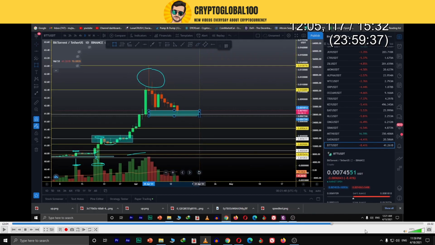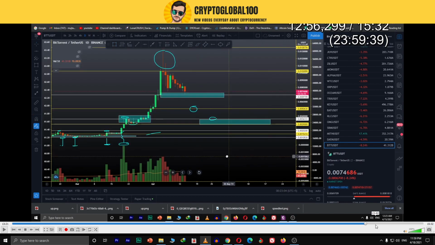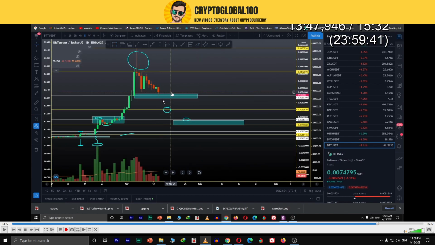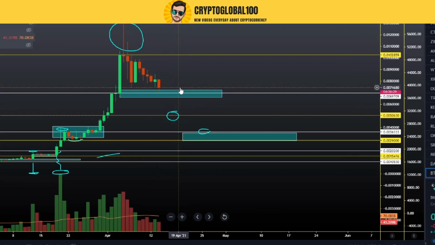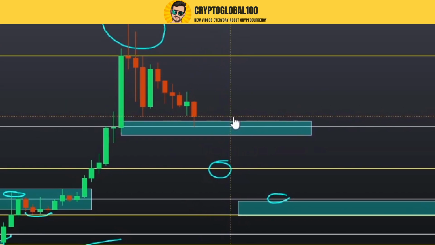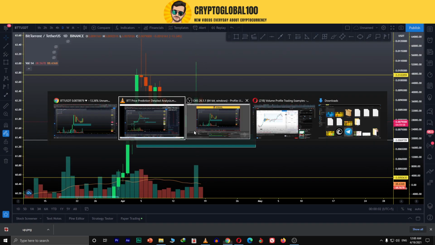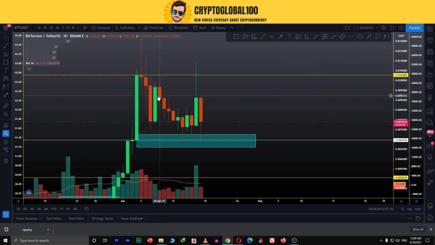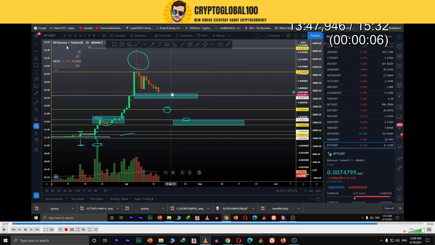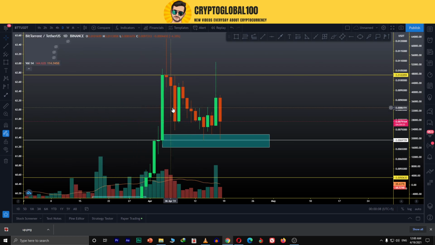You see how I drew the support zone here. You can see the supply zone here. I told you that this level might be retested. We need volume to break this level. This video was on the 15th of April, and what's today? Just look at the difference. That was also a daily candle, and this one is also on the daily chart.